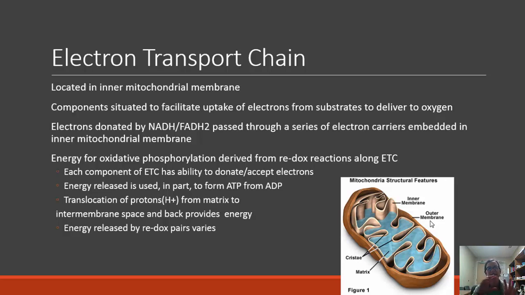This is just introduction. This energy from the electrons passing down these complexes in the electron transport chain is going to power a translocation of hydrogen ions from the interior of the mitochondria into the intermembrane space, and it's going to create a concentration gradient. And this concentration gradient is what we're going to use to make our ATP.